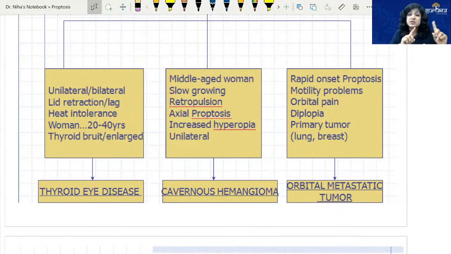If you remember, this question came last year in the 2020 exam, and all of you said, ma'am, they were saying that the patient is euthyroid.